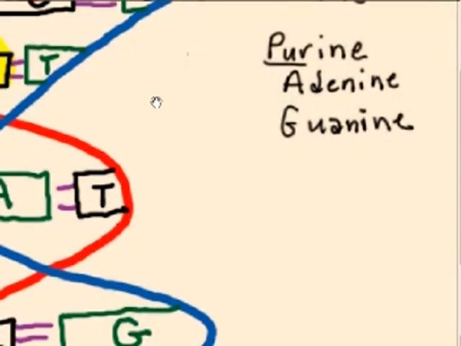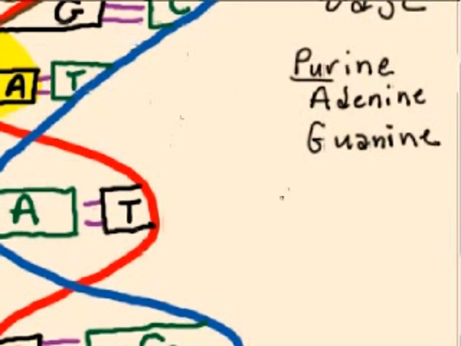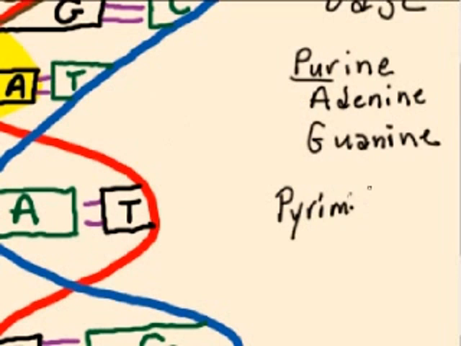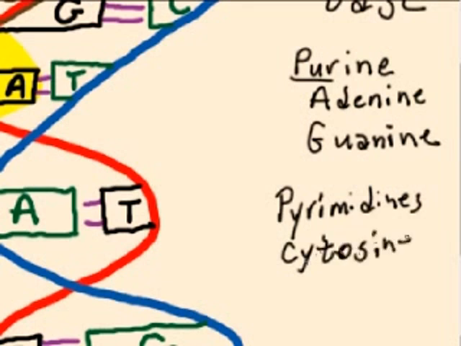And the small ones, these are called pyrimidines. And they are cytosine, and they both have Y's in them, so that'll make them easy to remember. Cytosine and thymine.